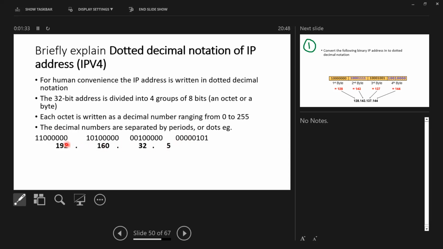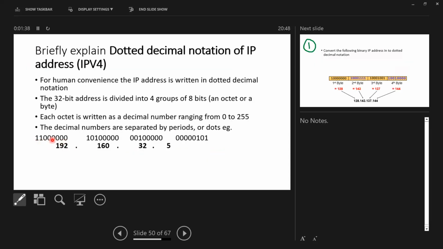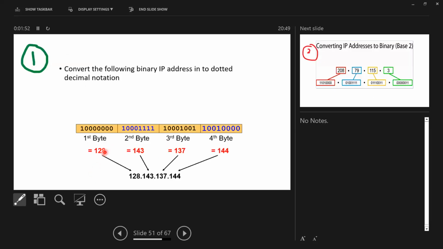Okay, so this value we can represent in binary as well as decimal. The value of this binary number, we can convert into decimal, and that is 192. Then converting the binary into decimal, 160. Here, 32. Then here, 5. Likewise, you must find the decimal value of this one. Convert this value into decimal. You will get 128. Then when you convert, you will get 143. This one also 137. Then this one 144. Likewise, you must find the decimal number.